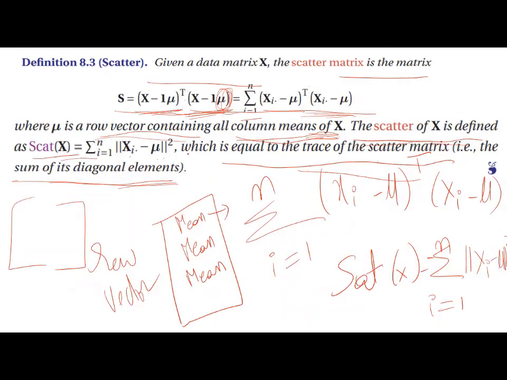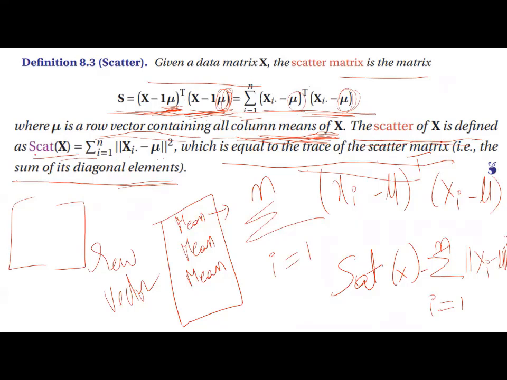The scatter matrix formula is S = (X - 1μ)ᵀ (X - 1μ), where μ is the column mean, a row vector containing all column means of X. This can be written as the sum over i = 1 to n of (xi - μ)ᵀ (xi - μ). Here we are only talking about the means. If we see an example, we will understand very clearly.